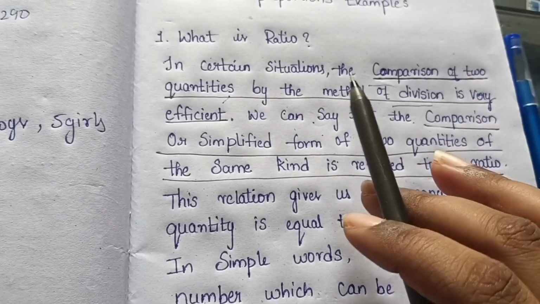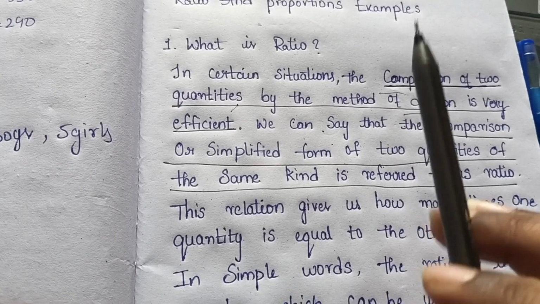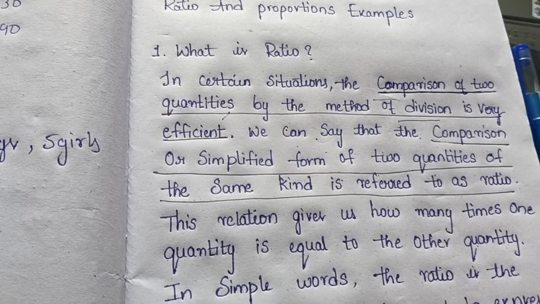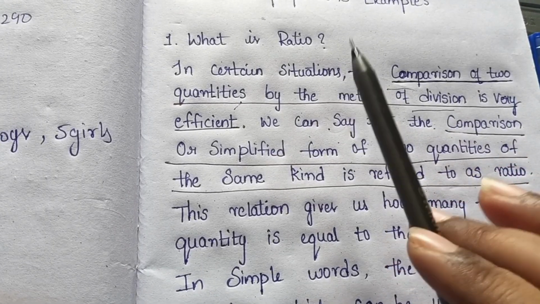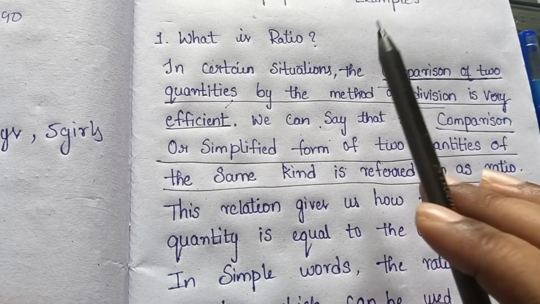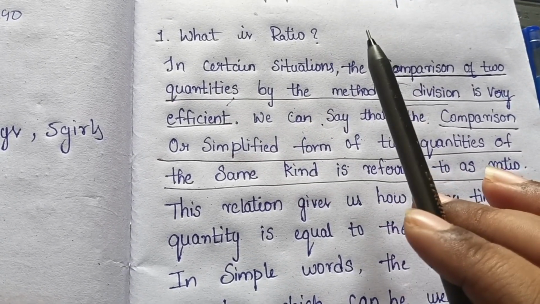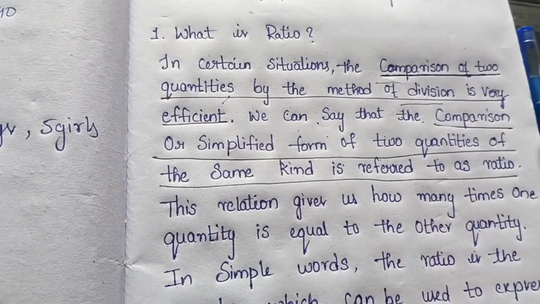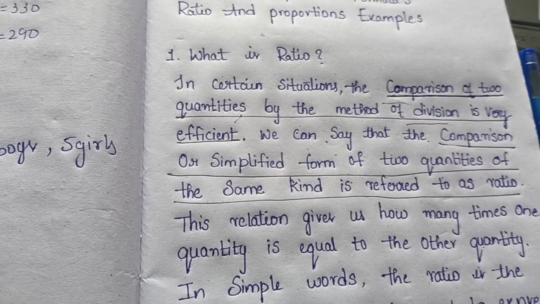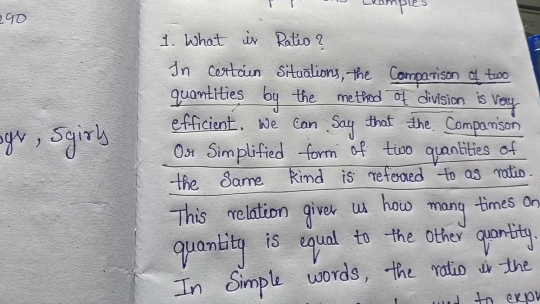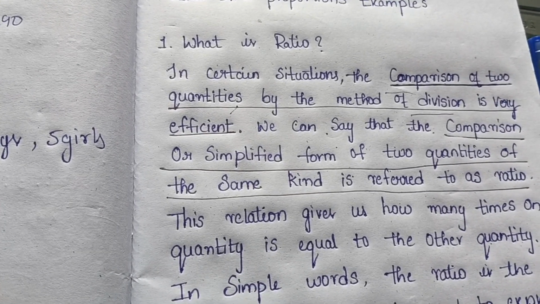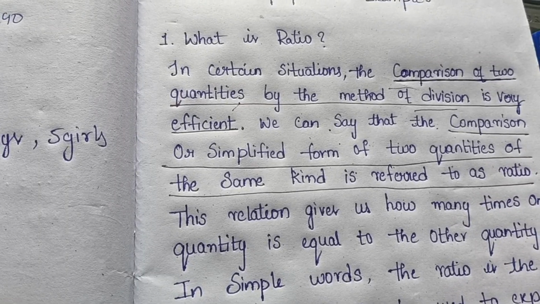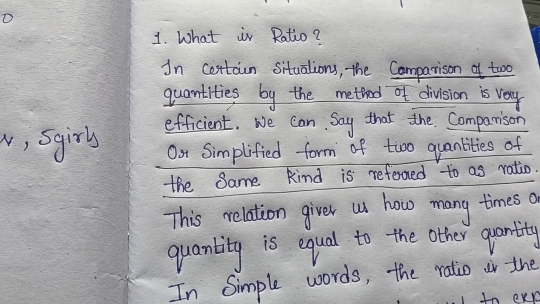Why the same kind? One important condition is that the two quantities must be of the same kind. For example, 10 rupees and 20 rupees. Yes, we can compare them. 5 kilograms and 15 kilograms. Yes. 4 meters and 100 meters, no, because they are different kinds of quantities. Ratio is possible only when both quantities represent the same type of measurement.